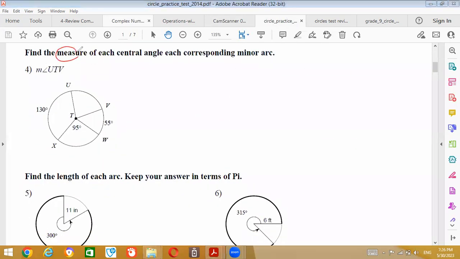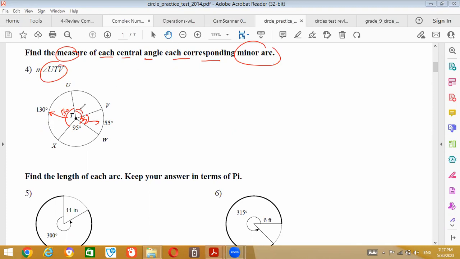Here, find the measure of each central angle, each corresponding to the minor arc. Okay, this angle, its measure is 55, same as the opposite arc. And also this angle, its measure is 130. He needs the angle UTV. Okay, UTV is this angle.